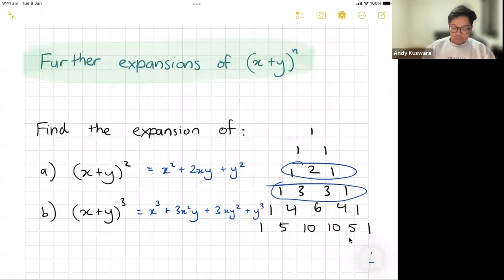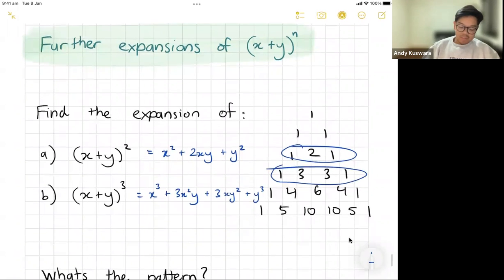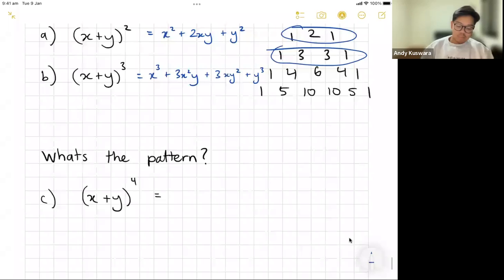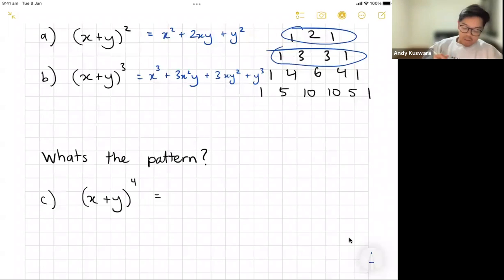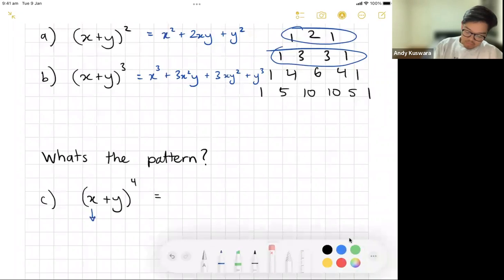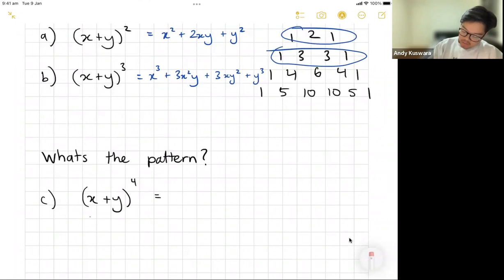Now, I hope you're seeing a pattern here. I'll explain it a little bit more in depth. But what is the pattern? If I was looking for x plus y to the power of 4, the way that it works is your first term's power goes down one at a time, and the second term's power goes up. This power goes down, this power goes up.